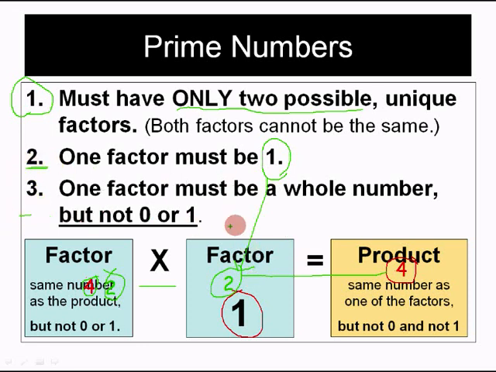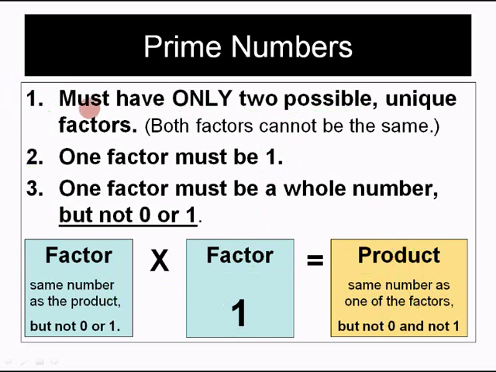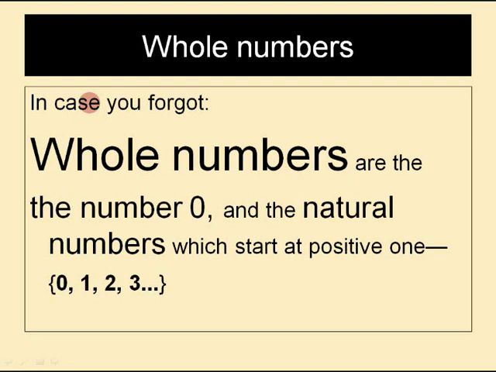What is the third one? One factor must be a whole number. Okay, that is satisfied. But it failed in 2 points. So 4 is not a prime number. Okay. So what is a whole number then?